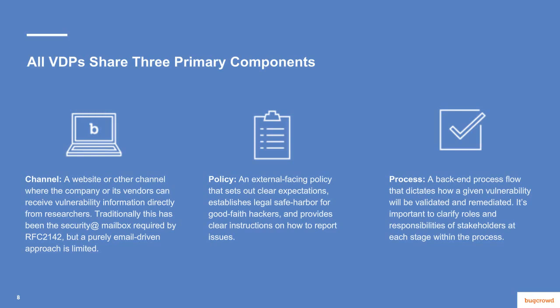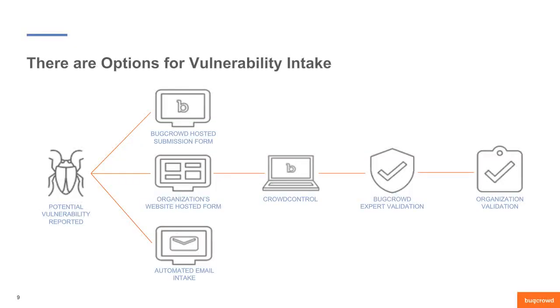And then on the back end, you need to be thinking about the processes that you're going to instantiate within your organization to make sure that these issues actually get fixed, because it's no good finding out that there's a problem if you're not in a position to actually resolve that problem as it comes up. So ultimately, channel, policy, and process, these are the three ingredients that are common to pretty much every program that we see.